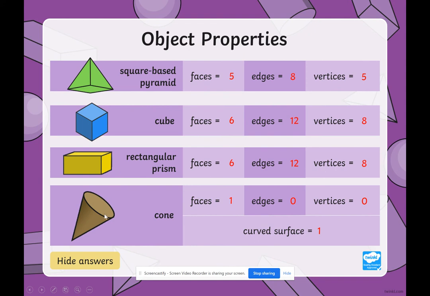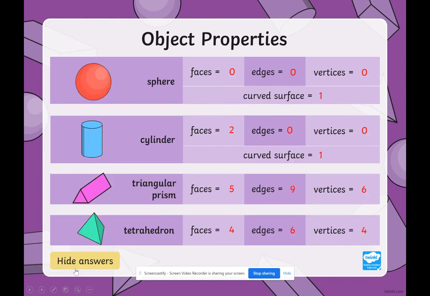A cone only has 1 face, no edges, and no vertices, but it does have a curved surface. Same with a sphere, because it is curved. 1 curved surface. So some shapes have curved surfaces because they are smooth and round, and others have faces. So when you are finding your objects around your house, see if you can think how many faces, edges, and corners they have.